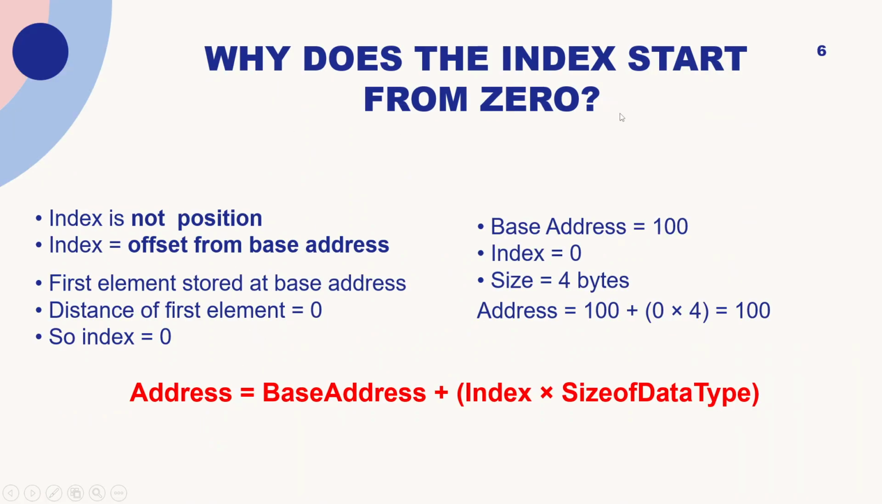Why does the index start from 0? Many beginners think this is confusing, but once you understand the logic behind it, it becomes very simple. An array index does not represent a position. It represents the offset from the starting memory address.